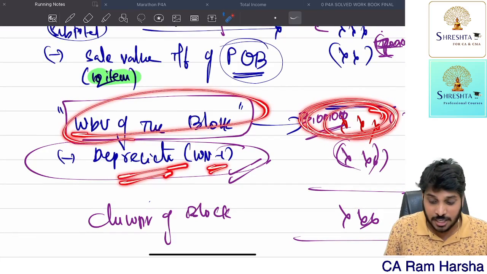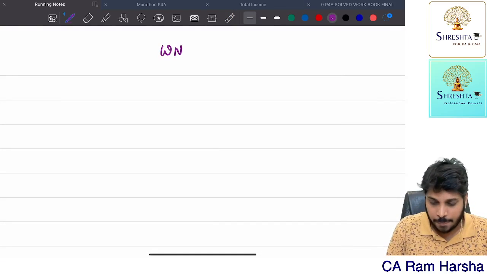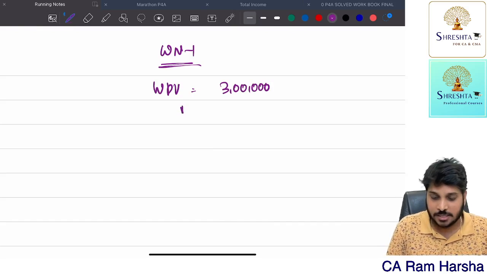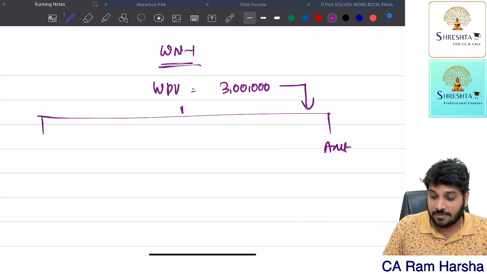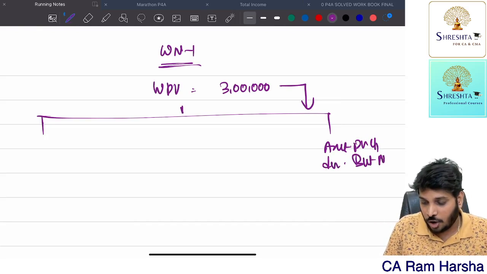Now I told, right, depreciation, working note 1. Now what is working note 1? Be careful, observe it. The WDV of the block, how much do we identify? 3 lakhs in our example. Now out of this, first allocate the value for assets purchased during the year but not installed or not used at all. So first allocate the value.